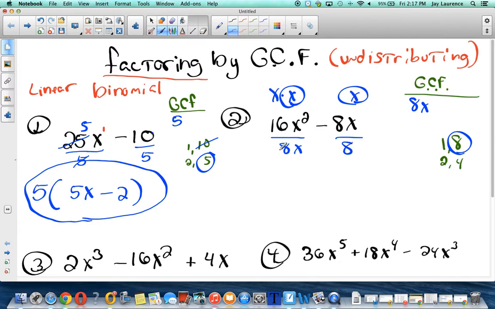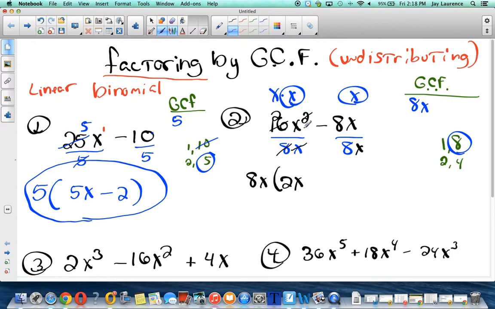And when I do so, 8's going to go into 16 two times. X squared over x is x. So I'm going to have the 8x out front. Oops, I forgot it there. And inside, I'm going to have a 2x left, right? Because 16 divided by 8 is 2. X squared divided by x is x.